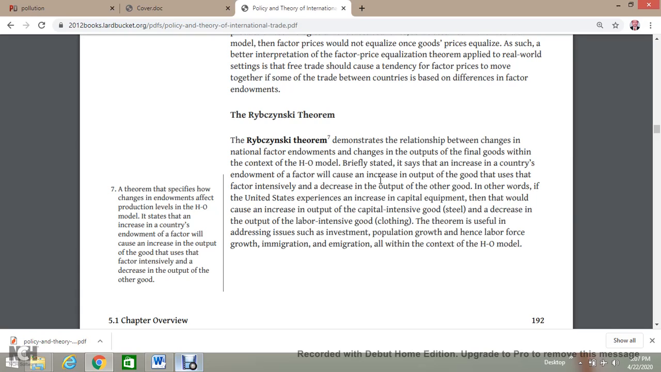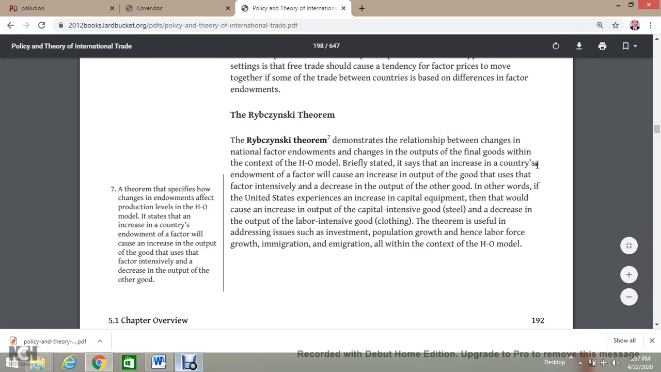So in other words, let us take this example. If the United States experiences an increase in capital equipment, then that would cause an increase in output of the capital intensive good, and automatically there will be a decrease in output of labor intensive goods. Okay, so you understood what they are trying to tell.